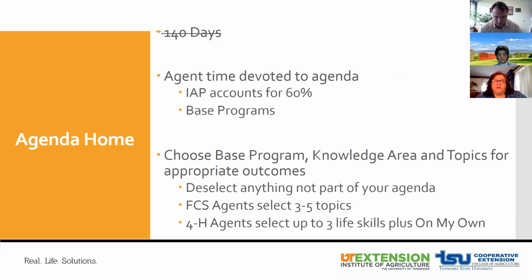One of the things that you'll do when you go to the agenda, you'll choose that base program area with FCS, Ag, or 4-H, and then there'll be other choices based on the first choice.